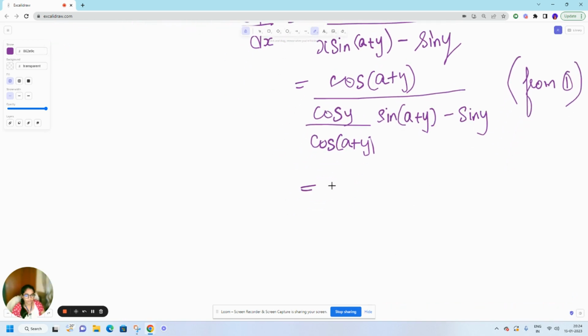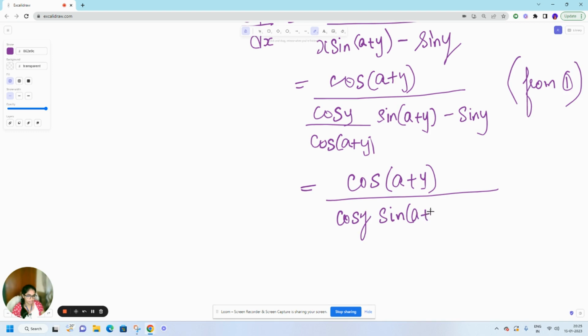Now in the numerator, can I take LCM? What will we get after taking LCM? We would get cos y sine of a plus y minus cos of a plus y into sine y. Instead of writing divided by cos of a plus y, let me take it to the numerator. Yes, so can I write it as cos square a plus y?